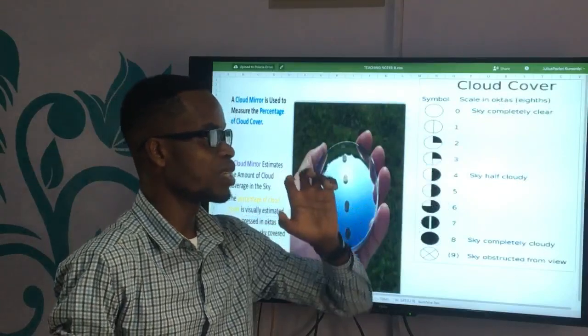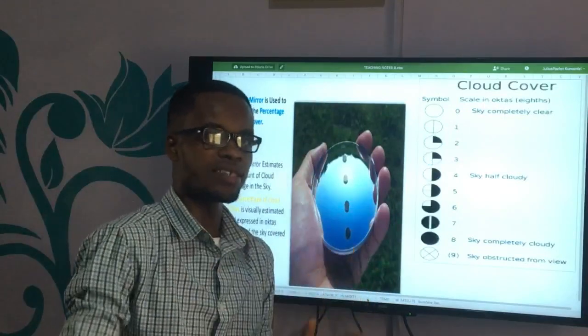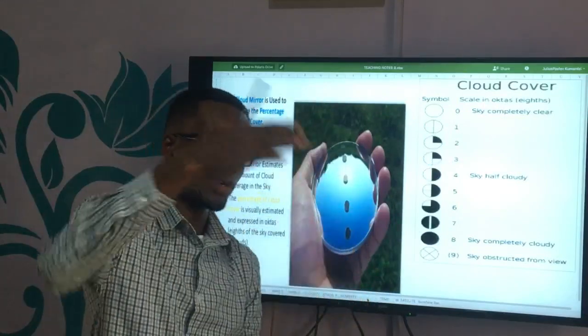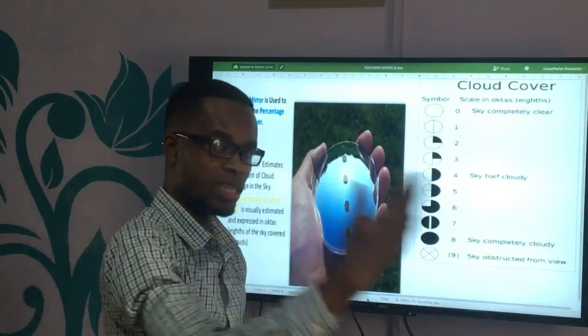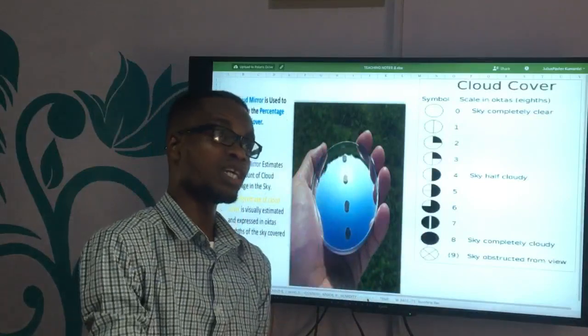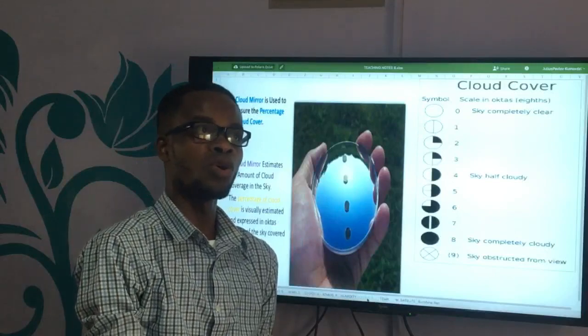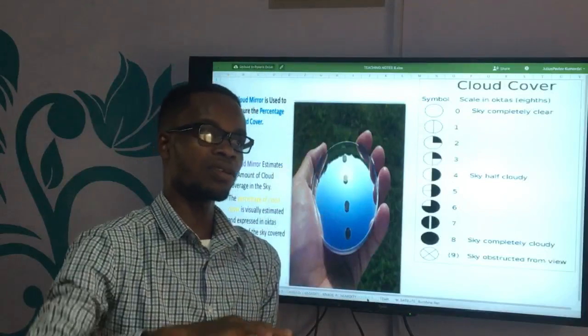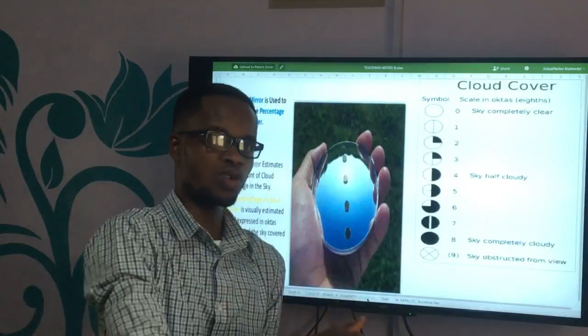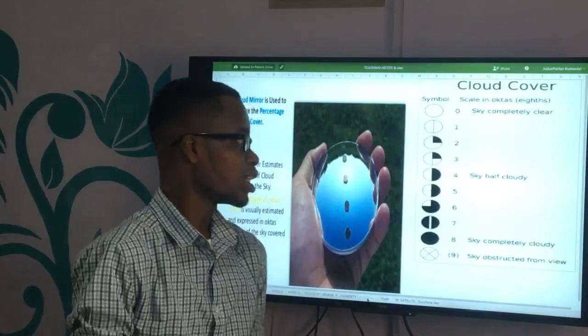Oktas, meaning a division of 8. So when you mark that on your mirror and then take the mirror outside, it is going to reflect or show the cloud. If the cloud covers the boxes, because you have already marked them into 8, it is going to cover them.